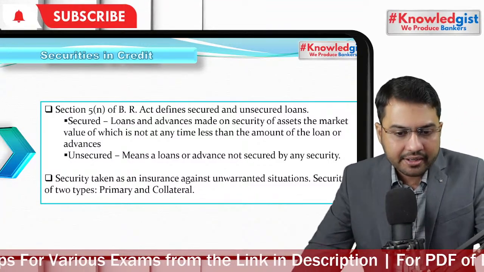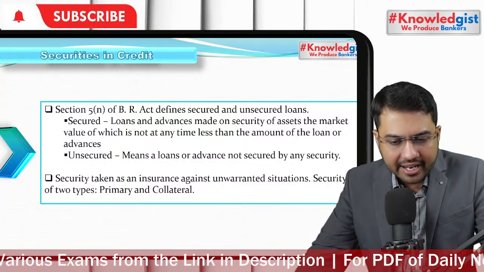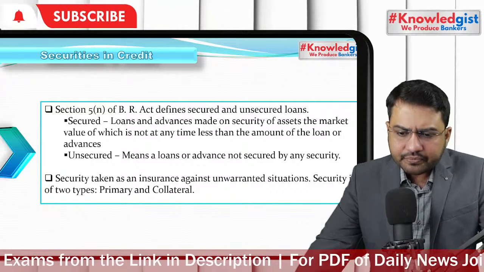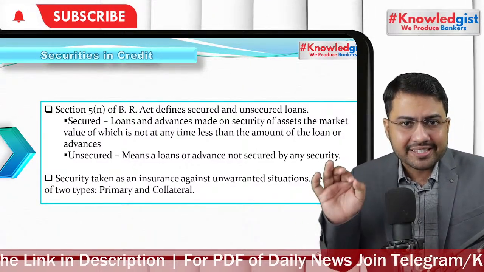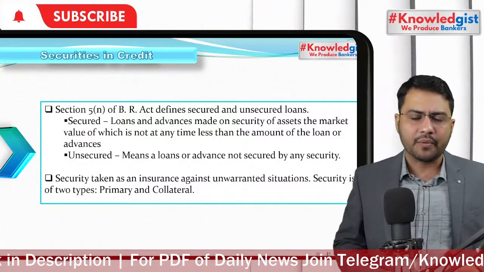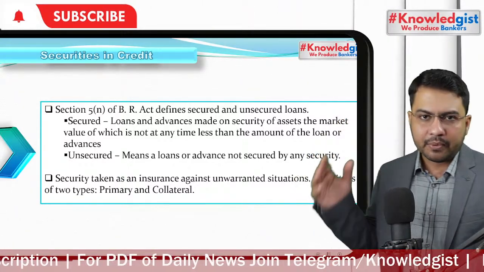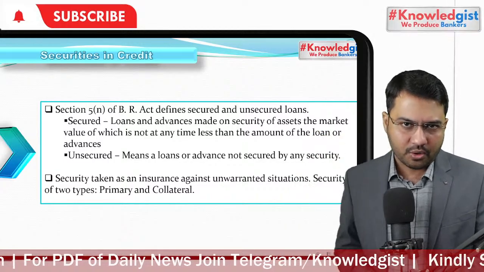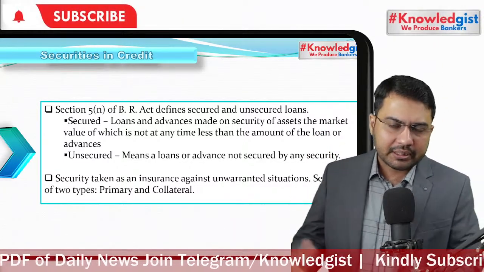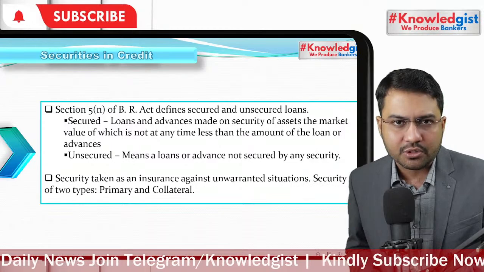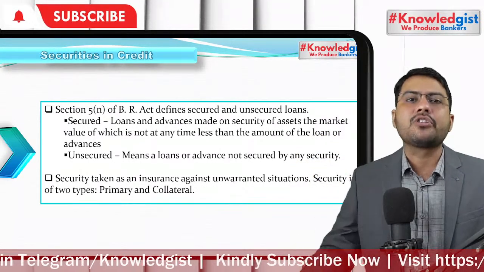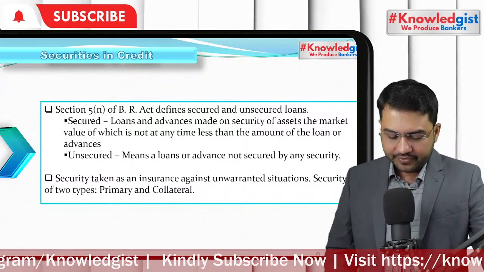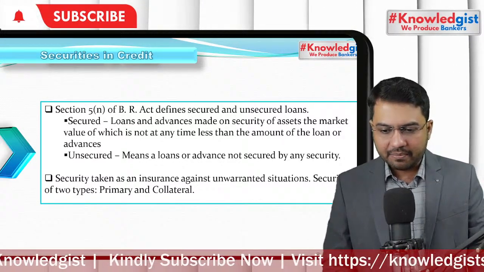But it is defined under Section 5, subsection N of the Banking Regulation Act. An unsecured loan is something where the security value is less than 10% of the loan. Even if someone has taken a loan of 1 crore, and the property value that he mortgaged is worth 9,99,000, then it will be treated as an unsecured loan. Clear? Okay. Is it clear up to this point of time?